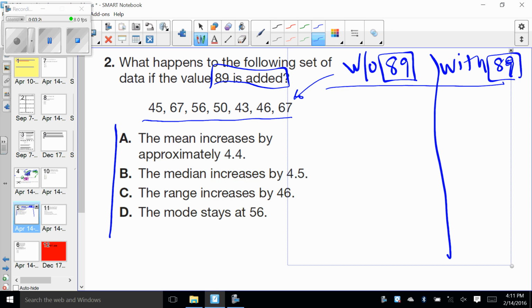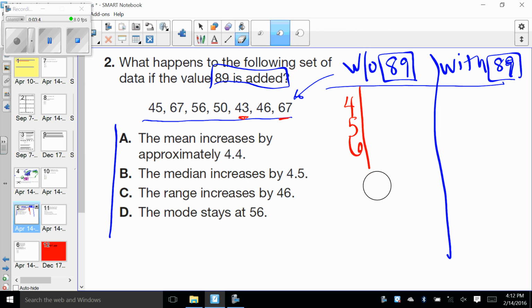All right, so without the 89, let's make a stem and leaf plot. So our stem and leaf plot without the 89, our lowest score looks like it's in the 40s, maybe 43. And our largest score looks like it's 67. So we'd have 40s, 50s, and 60s, it looks like. And that's without the 89 in the data set.